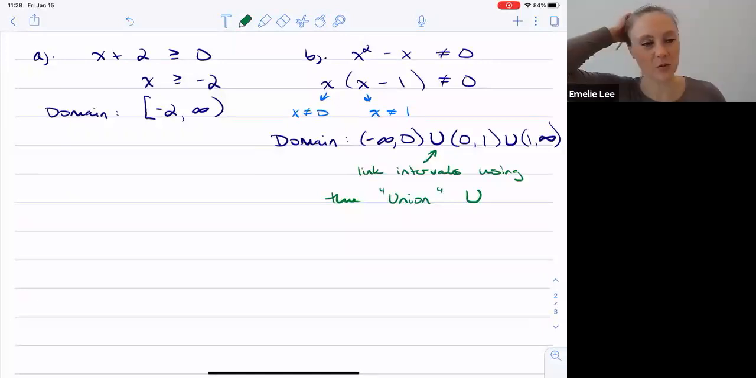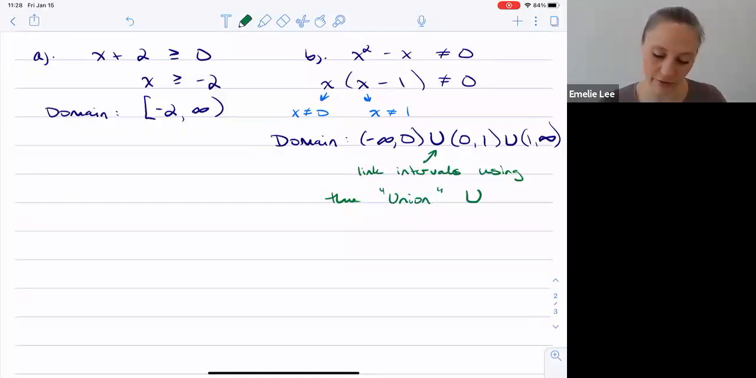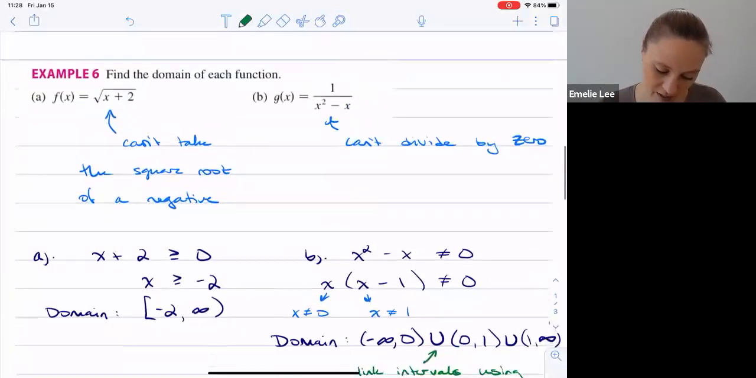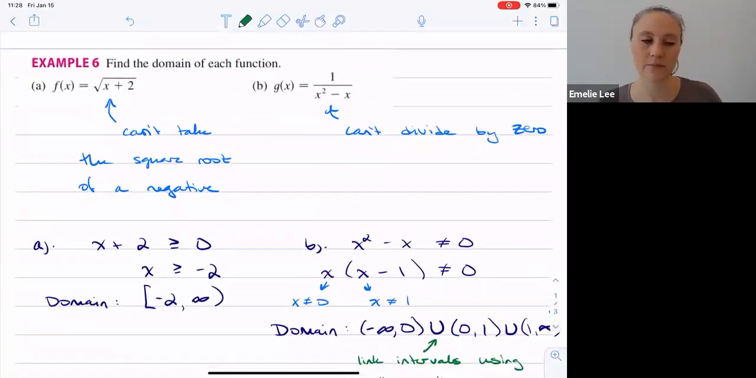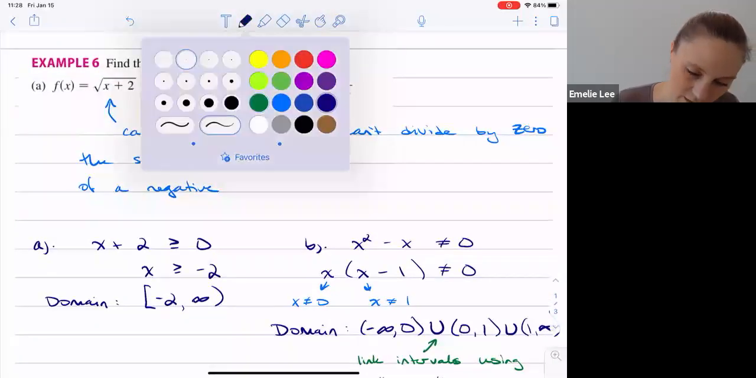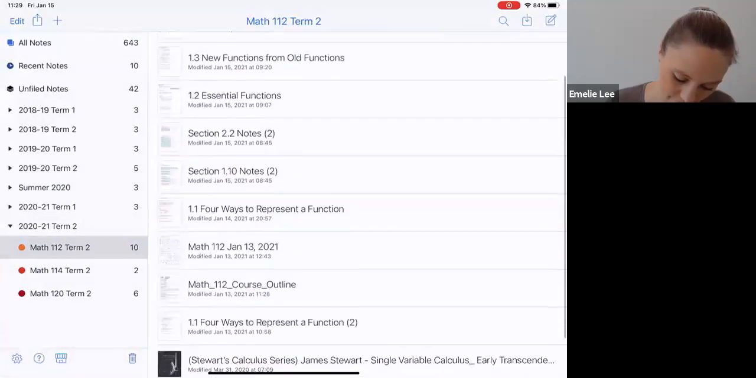So we'll come back and we'll deal with more domains, but that's kind of the gist of it to start. And the main things to look out for. All right, so let's go back to our notes. Where were we?